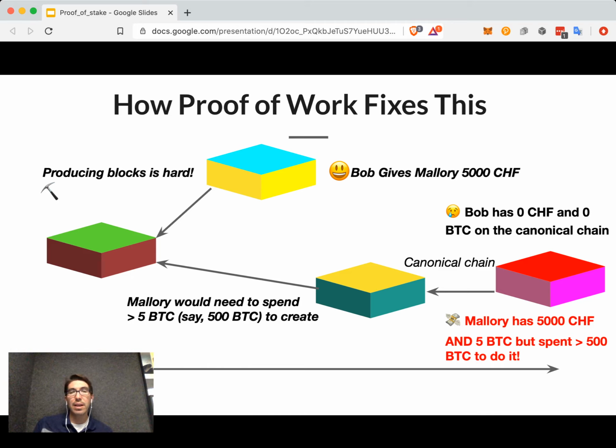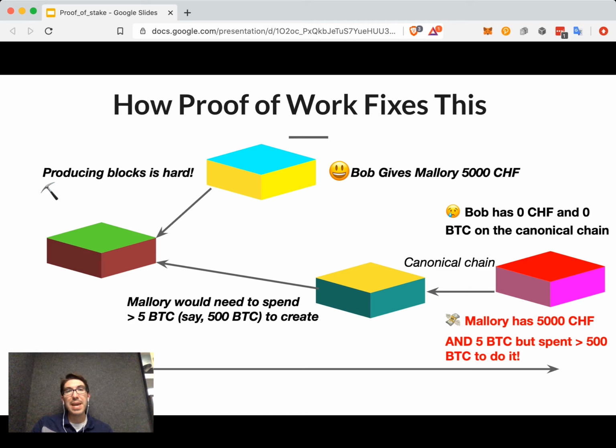Now, if Mallory had a lot of capital to spend on this attack, a double spend attack is still possible, but it would be very expensive. So let's say it costs 500 Bitcoin to generate a block. Well, Mallory may be able to cheat Bob out of the 5 Bitcoin, but if she spends 500 Bitcoin in doing so, then we can see that a rational actor would not spend 500 Bitcoin in order to scam somebody out of 5 Bitcoin. So proof of work did fix this.